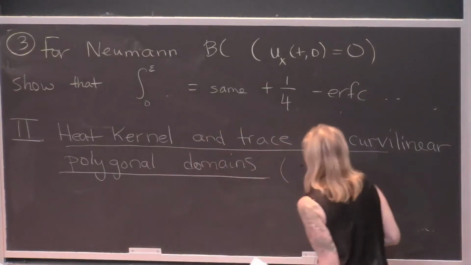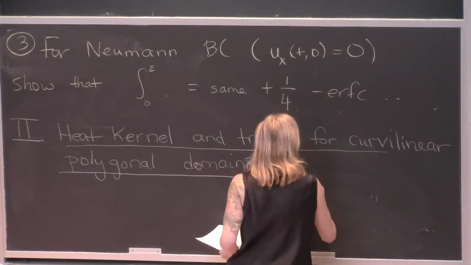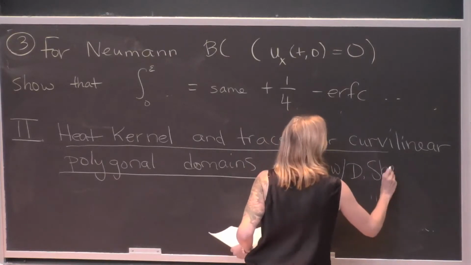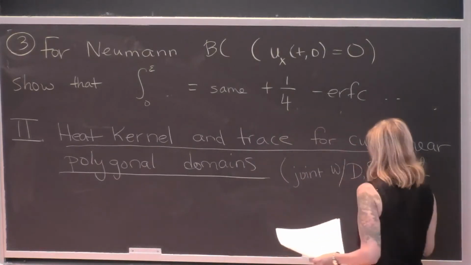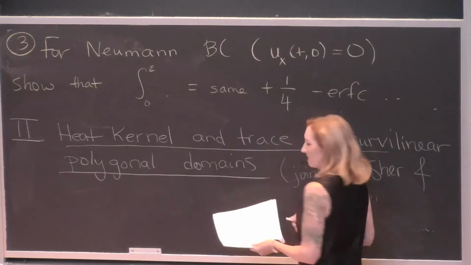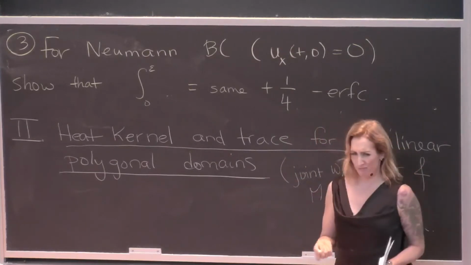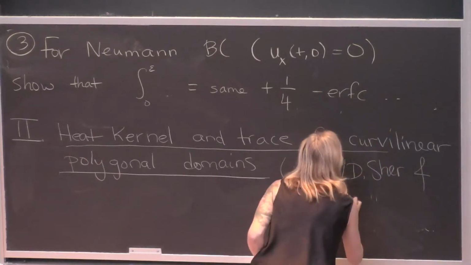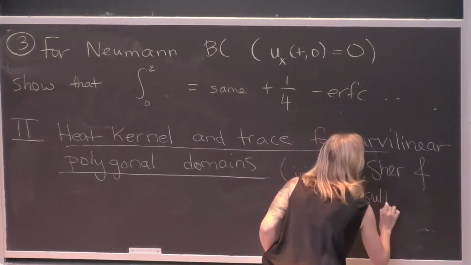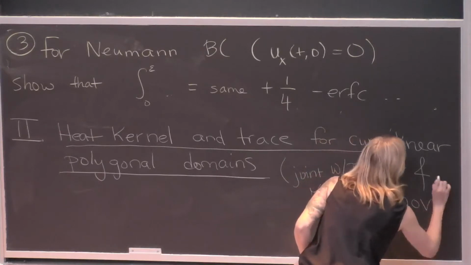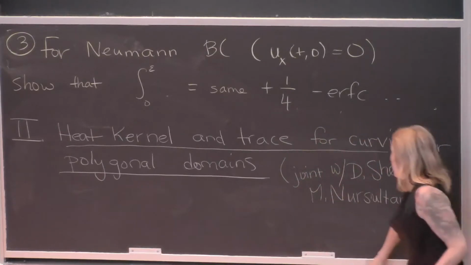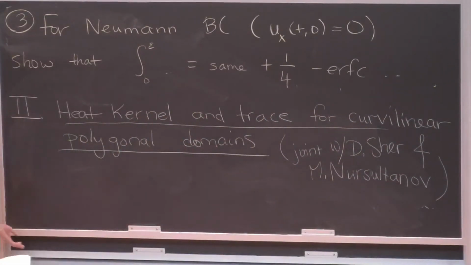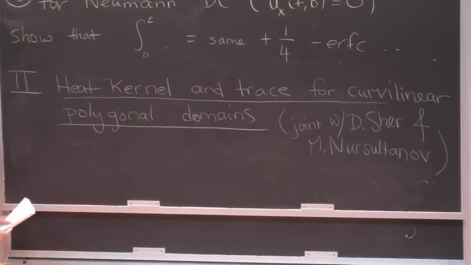And this is based on joint work with my mathematical brother, David Sher. And if he was my PhD student, then he's my mathematical son, Medet Nursultanov, but that feels weird. My PhD student who's now starting a postdoc in Sydney, Medet Nursultanov. It's the preprint that you can find on the arXiv.